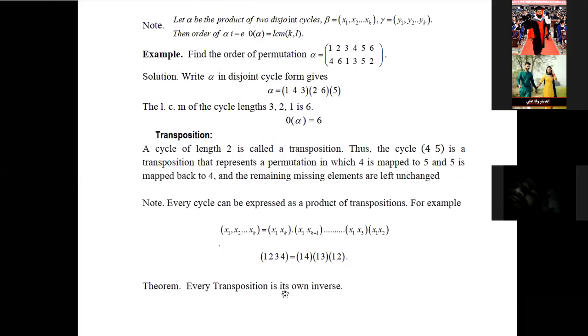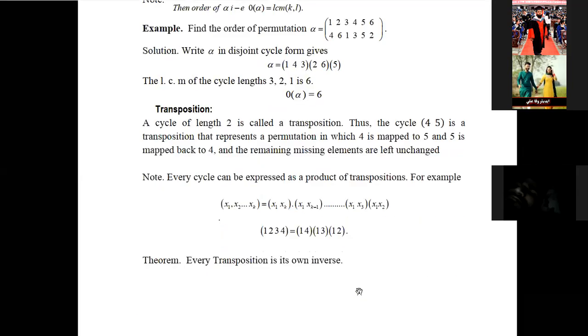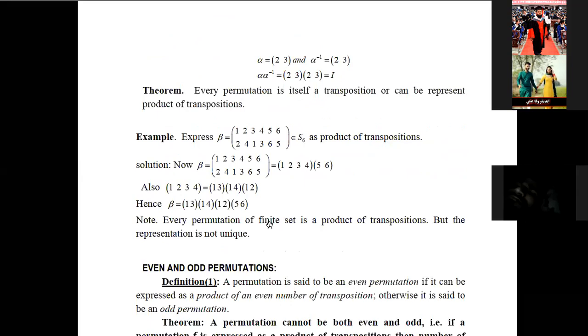It means every transposition is its own inverse. Just like alpha equal to (2 3), then alpha inverse is also (2 3), because (2 3) and (3 2) are both the same. If you multiply both, you get the identity permutation. Every permutation can be written as a product of cycles, and every cycle can be represented by transpositions. It means every permutation can be represented as a product of transpositions.